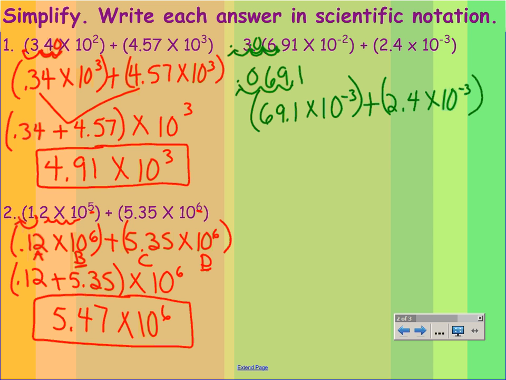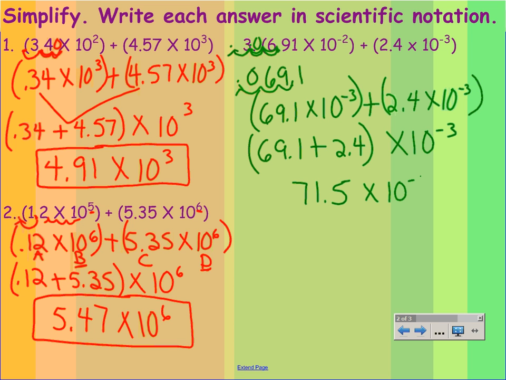As far as what to put together then, we look at our leading number within the parentheses, so 69.1 plus 2.4. And all of that times 10 to the -3rd power. 69.1 plus 2.4 gives me 71.5 times 10 to the -3rd.